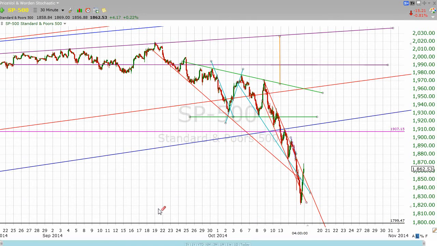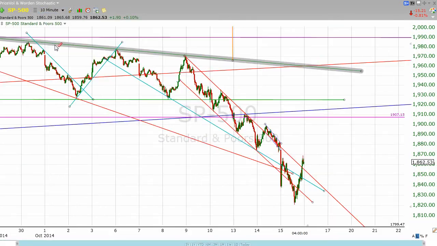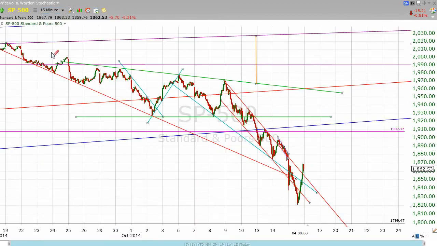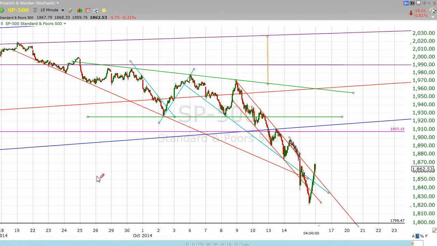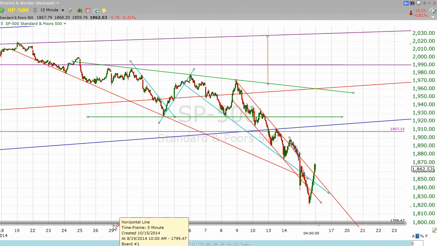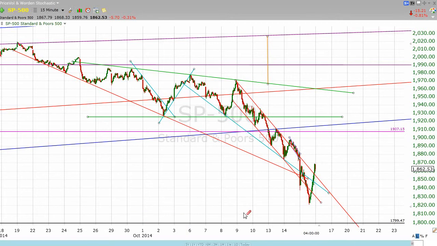Now here's what is interesting, and I don't want to say this too strongly because I don't want to lead anybody astray, but as I was watching the markets this morning, I was seeing every single downtrend support line on this chart get taken out to the downside. Okay, let's take a quick look at them to make sure we're all on the same page.